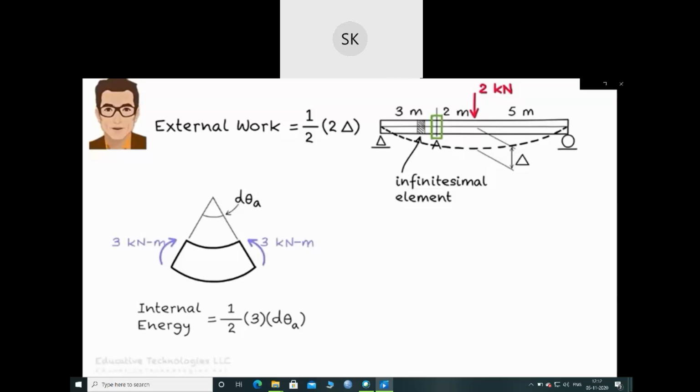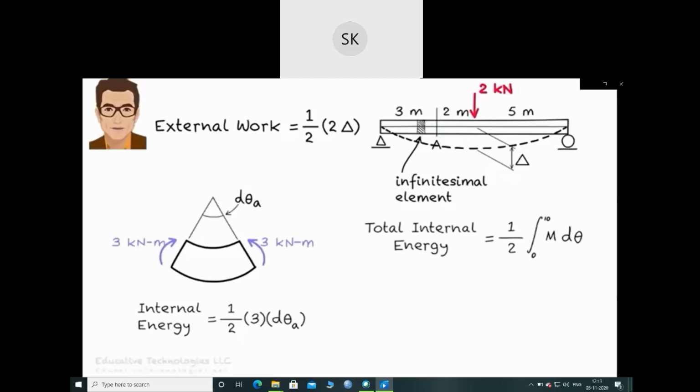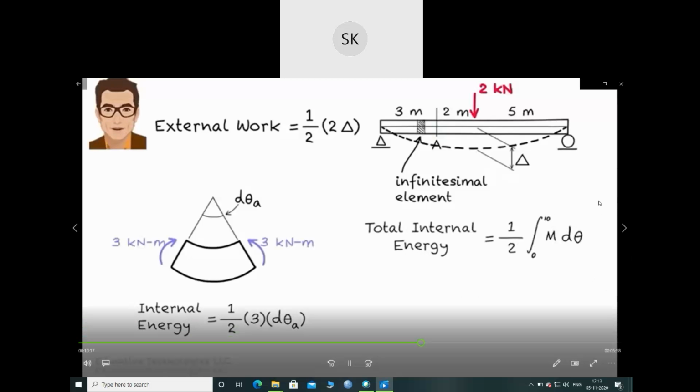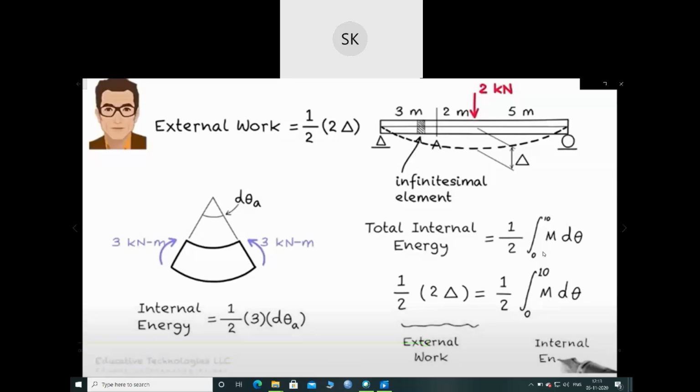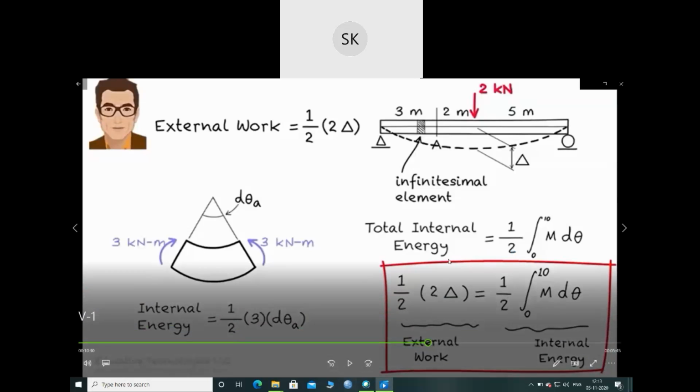The total internal energy is the sum of the energies stored in the individual elements. For our beam, this can be written as, therefore, for this beam, the work energy principle can be written as, I will come back to this example later. So here your external work will be equal to internal energy. Now they have related this work with the energy.